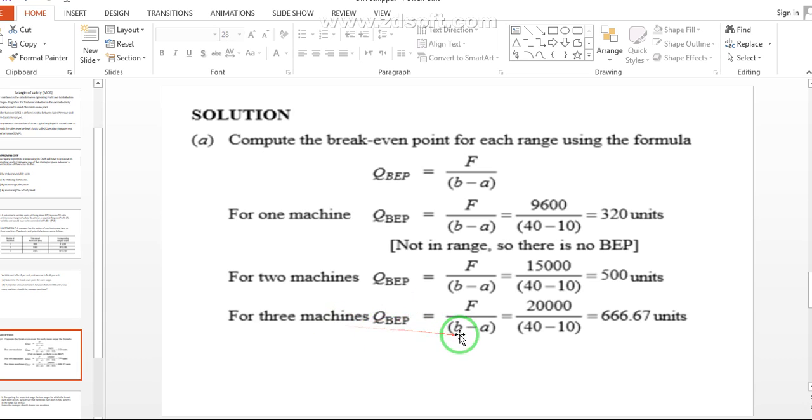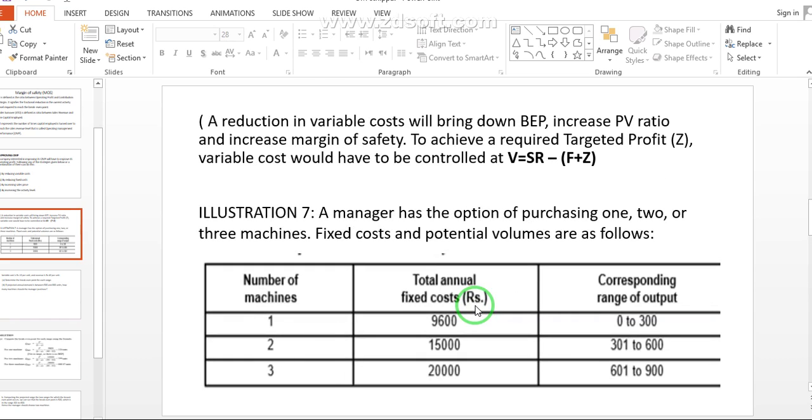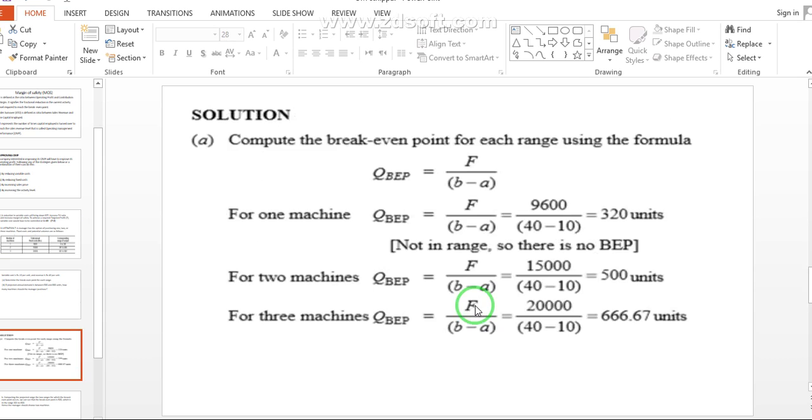Respectively, for machine 3, the fixed cost has been given here as 20,000 rupees. Let's put it out: 20,000 rupees, divided by revenue 40 minus 10, the variable cost. So if you divide 20,000 by 30, we will be getting 666.67. So this is the break-even unit for machine 3.